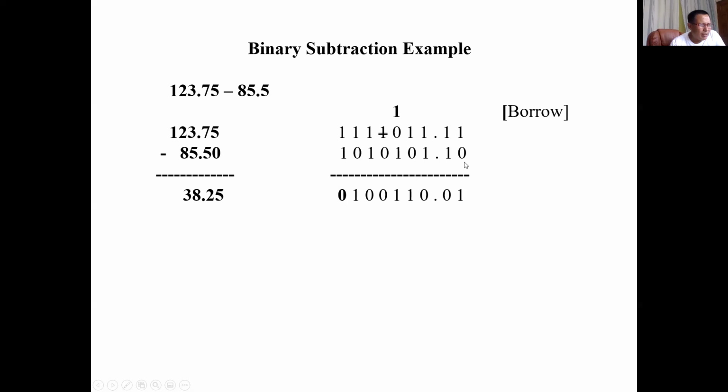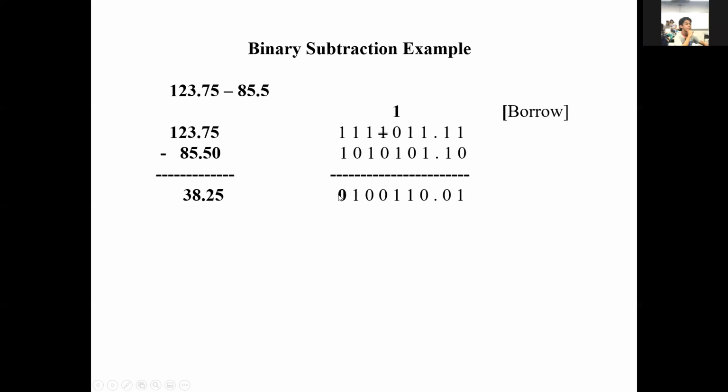You say 1 minus 0 is 1, right? 1 minus 1, that's 0. 1 minus 1 is 0. 1 minus 0 is 1. Now, 0 minus 1 cannot be, so we borrow 1. But this one is actually a 2. So 2 minus 1 is a 1. And this became a 0 now. So 0 minus 0 is a 0. You follow? So that's the example. Then 1 minus 1 is a 0. 1 minus 0 is a 1. 1 minus 1 is a 0. You follow? Sir, may question ako, sir.